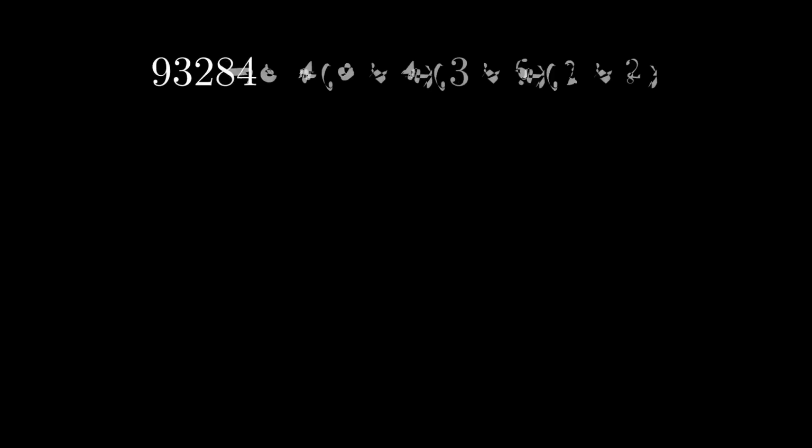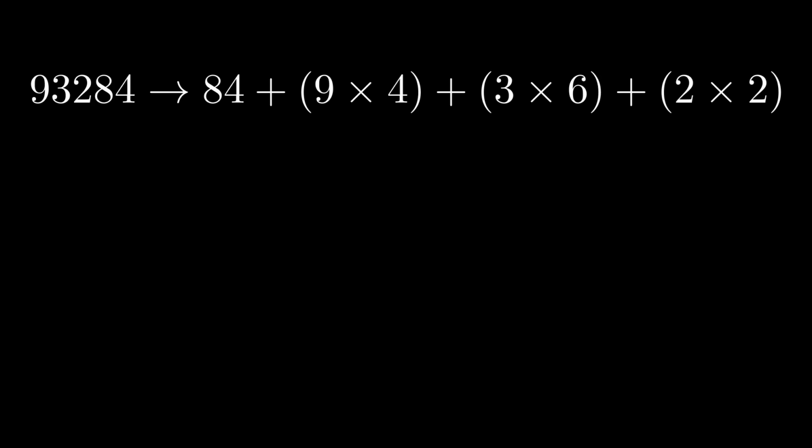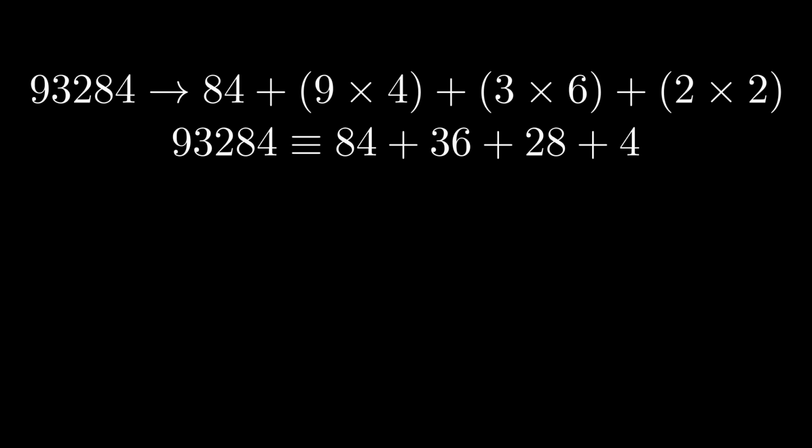You can use this algorithm in a slightly different way. Instead of doing it to the leftmost digit and adding it individually, we can do this to every digit at once and add them up. Take our good old number 93284 again. Now 93284 is congruent mod 7 to 84 plus 2 times 2 plus 3 times 6 plus 9 times 4 by our algorithm, which then reduces to 142, which is congruent to 2 mod 7.